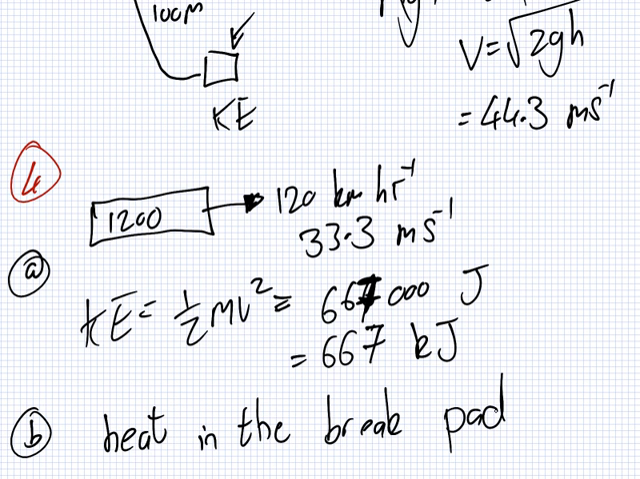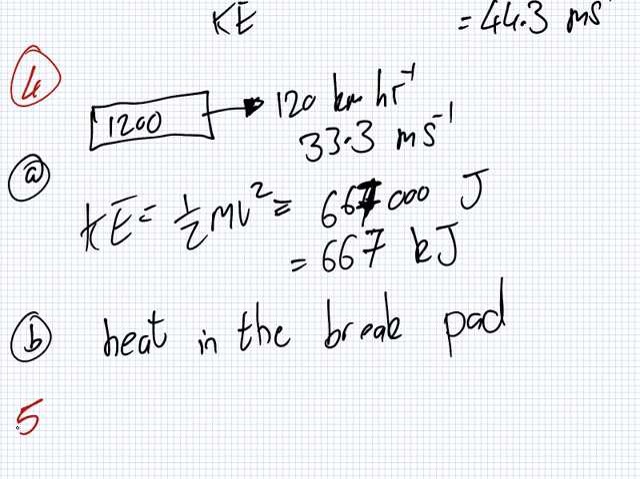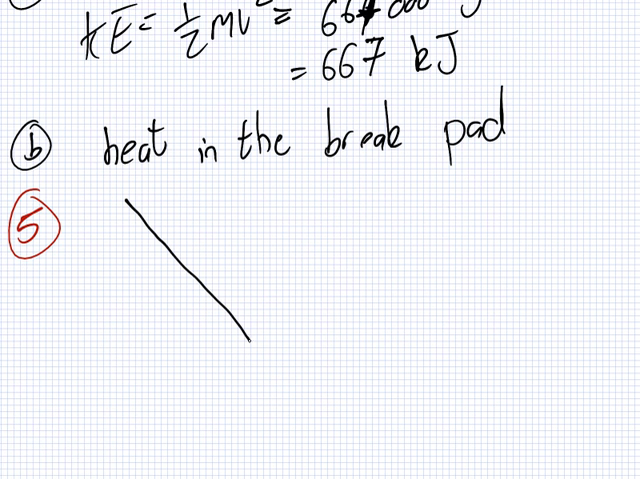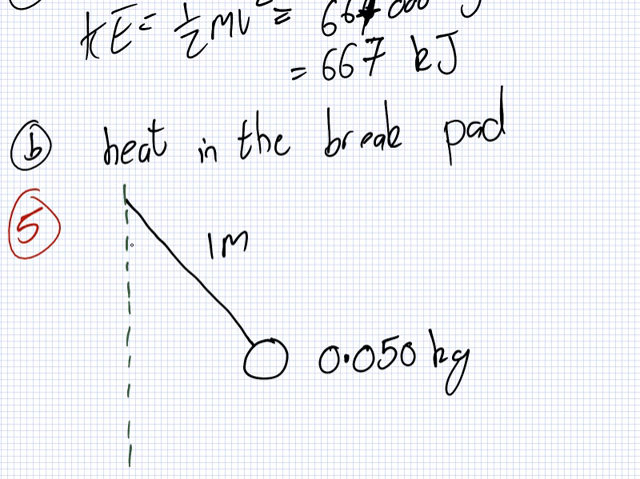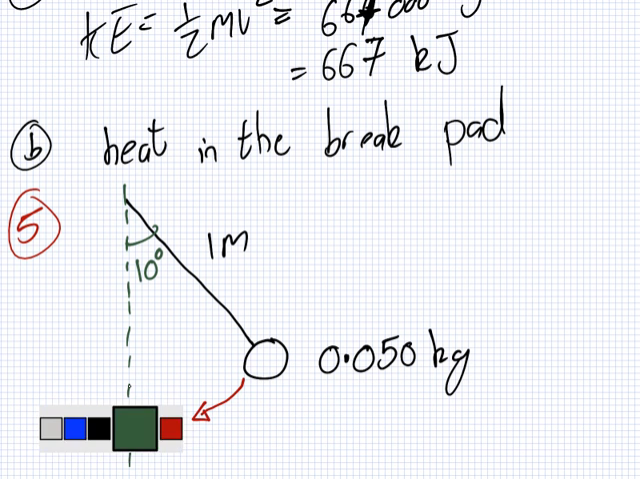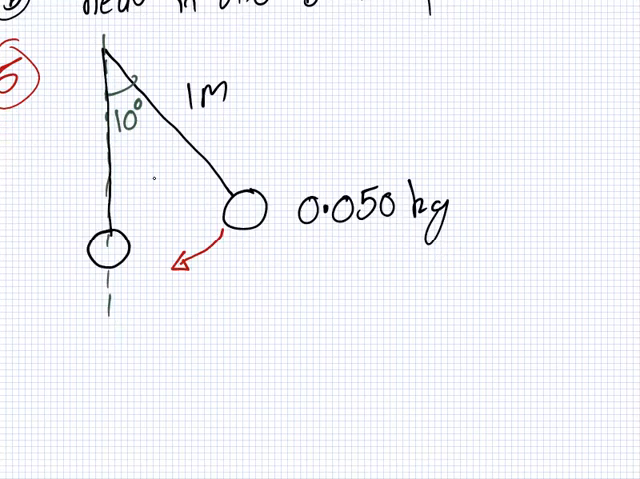A 50-gram lead weight is hanging on a pendulum. Okay, so is this the last one? No. So you have 50 grams, that's 0.050 kilograms, attached to a pendulum of length 1 meter. The pendulum is pulled back so that it makes an angle of 10 degrees with the vertical. What is the maximum speed of the lead? Okay, so this will swing down and will be here. So this is what we have.